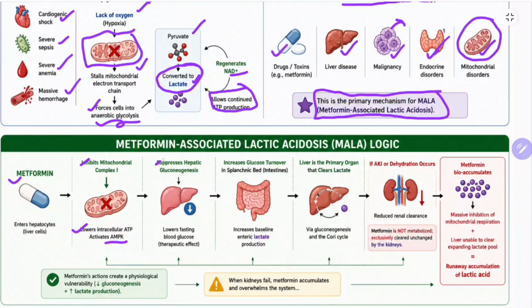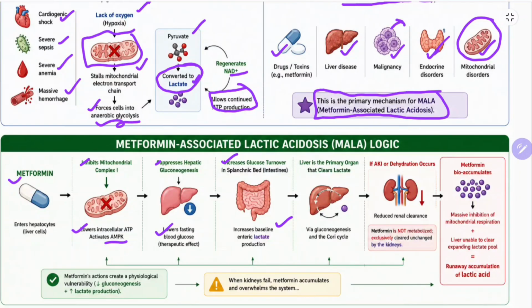By that, it will suppress hepatic gluconeogenesis. That's how it lowers the fasting blood glucose. That is a therapeutic effect. But again, it will increase the glucose turnover in the splanchnic blood circulation, that is the intestinal blood circulation. So it increases the baseline enteric lactate production. So in the gut, lactate production is increased because the glucose turnover is increased in the intestine.